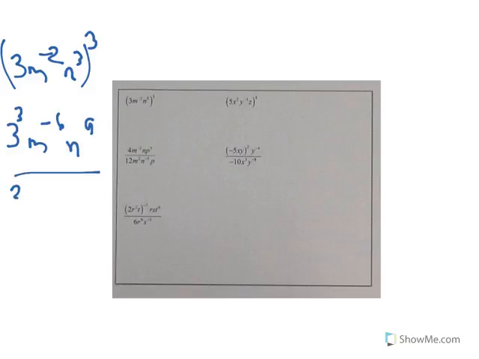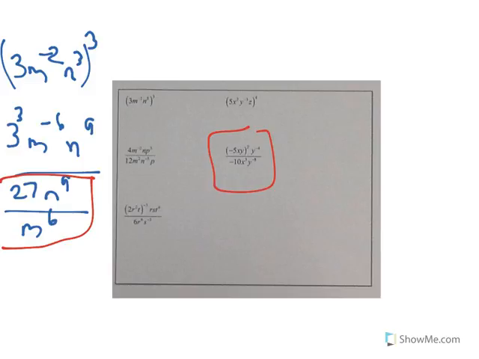So when we do that, that's going to be 27, n to the ninth, and we got to put that m to the sixth on the bottom. So that's how we'd represent that. This is how you'd represent that using only positive exponents. Let's try this other one here.